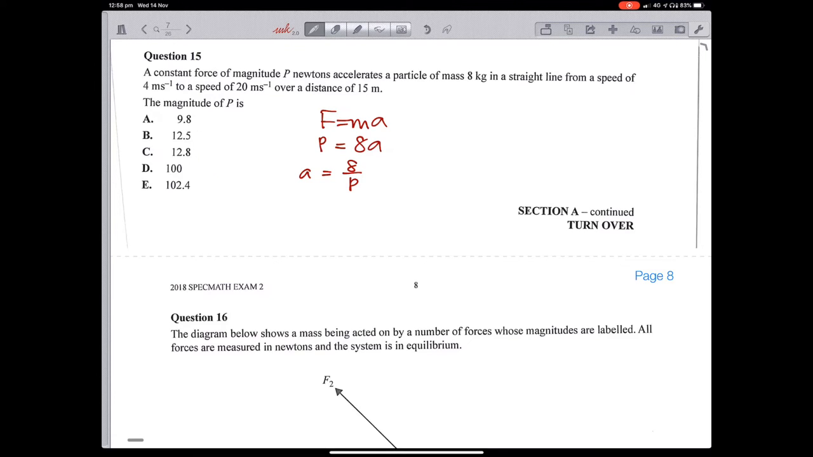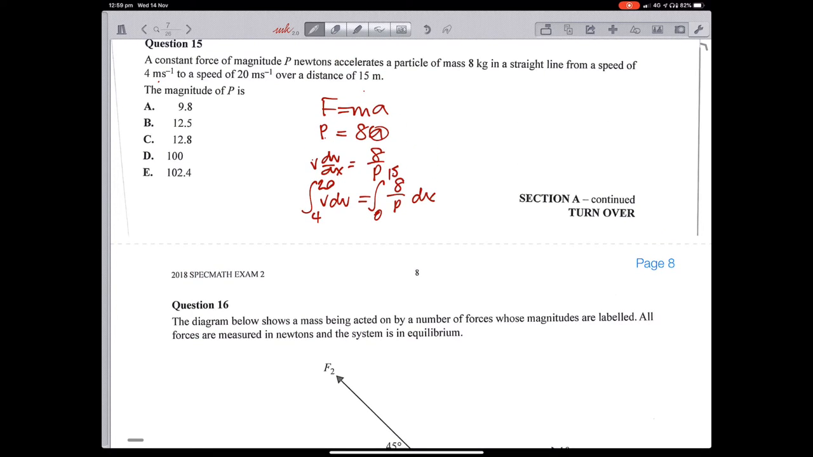Okay, so if we integrate our acceleration from 4 to 20, dv, that's going to be equal to the same as, let's make more sense of this. Get acceleration by itself. So v dv/dx is equal to P on 8. So from here, we can say v dv is equal to P on 8 dx. We know we're going from 4 to 20, and we know here we're going from 0 to 15. And they should be equal.